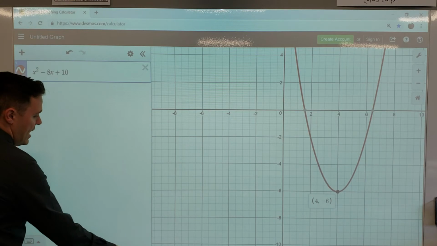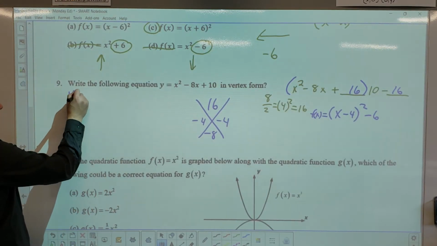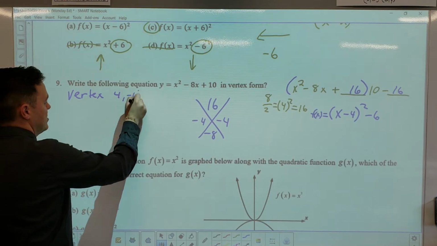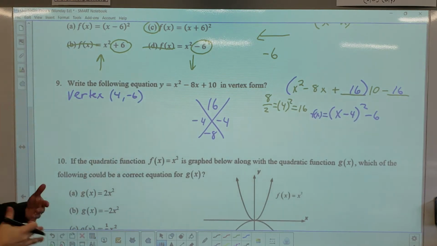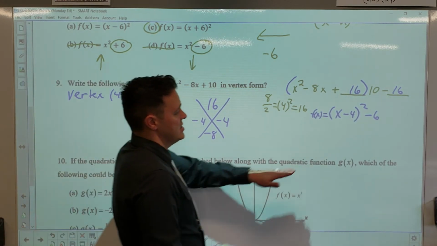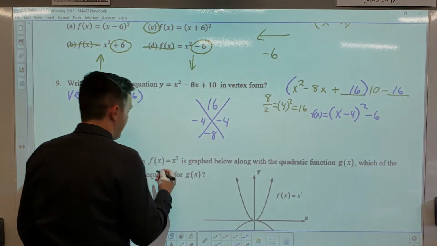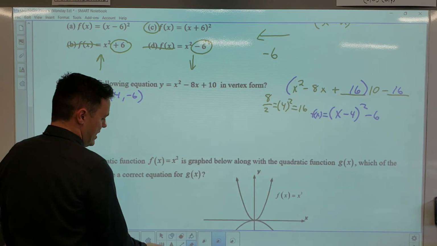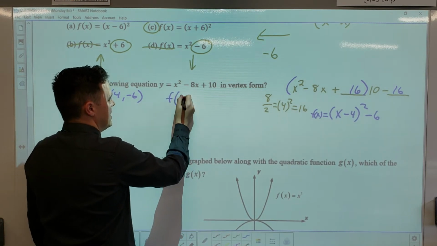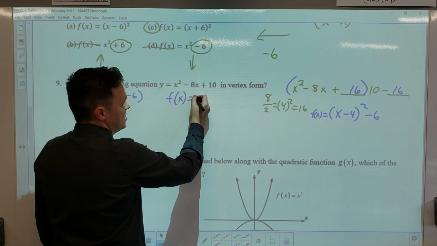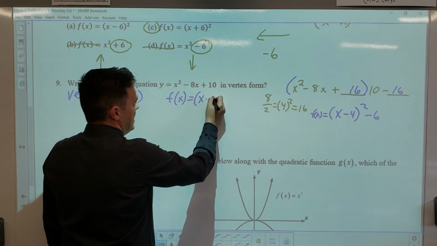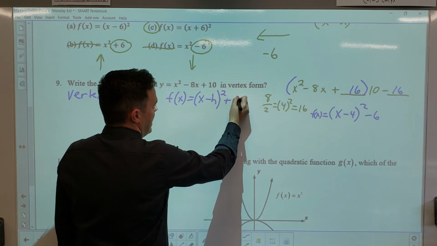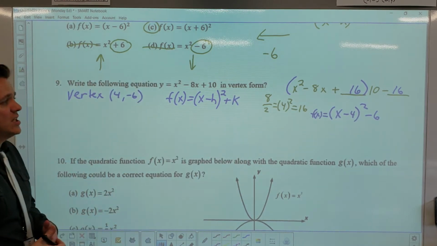So what you would want to do now is go back to your lesson here and let's write this out. Vertex is (4, -6). We have that. In the vertex form equation, this equation is actually written like the parent function. So let me erase this. The parent function is actually written like this, where it's f(x) = (x - h)² + k. That is your actual setup of your equation.